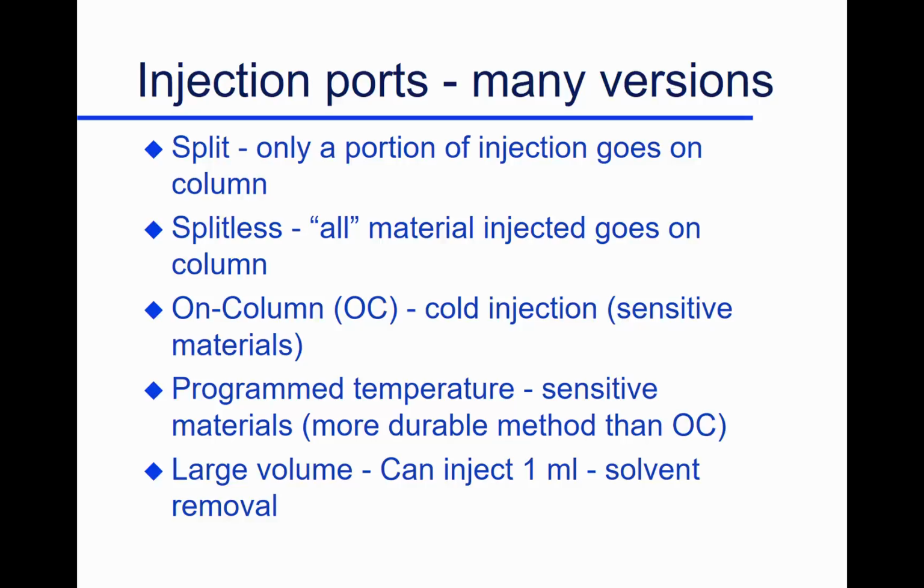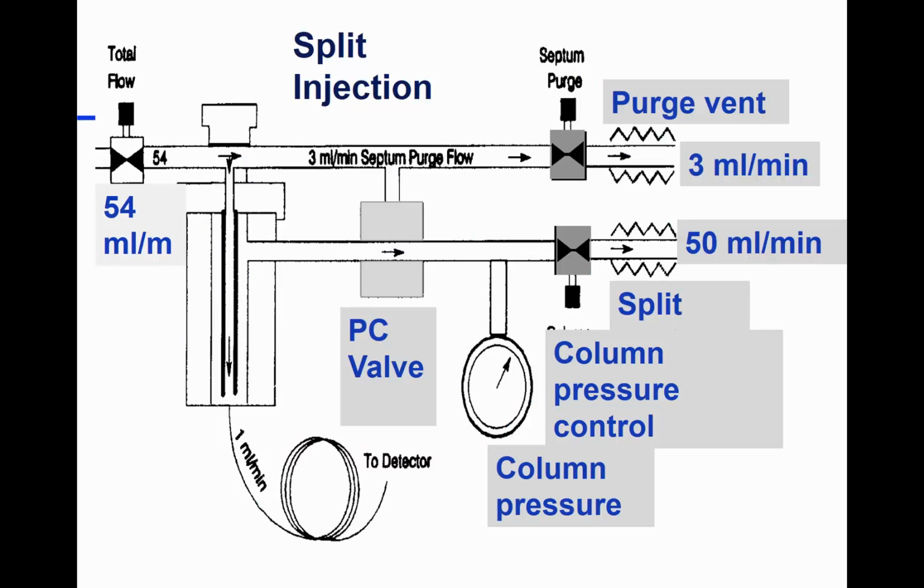So split, splitless, on column. There are other techniques. We can actually inject up to 1 milliliter of sample on some really novel injection systems. On those systems, you inject that solvent in under low temperature. It boils off the solvent and then stuffs your sample in. As long as your sample didn't evaporate with the solvent, you're good. If it did, not so good. So you can temperature program them. You can do neat things. Just a lot of options in how you can do this.